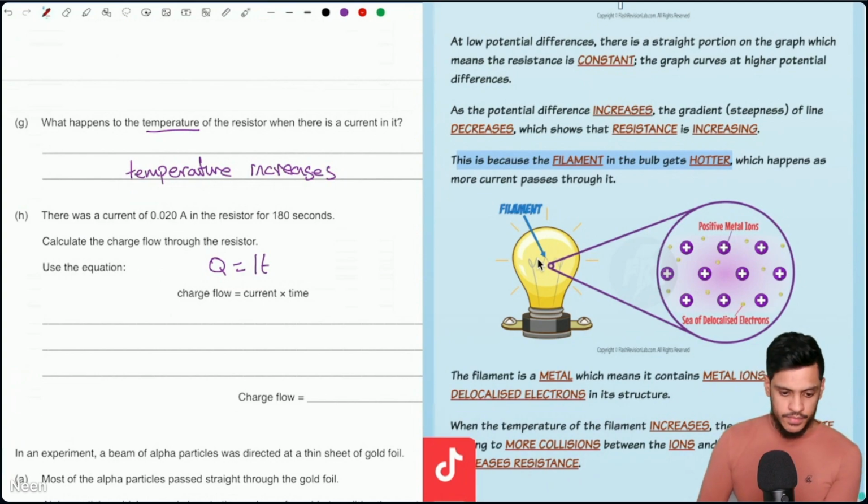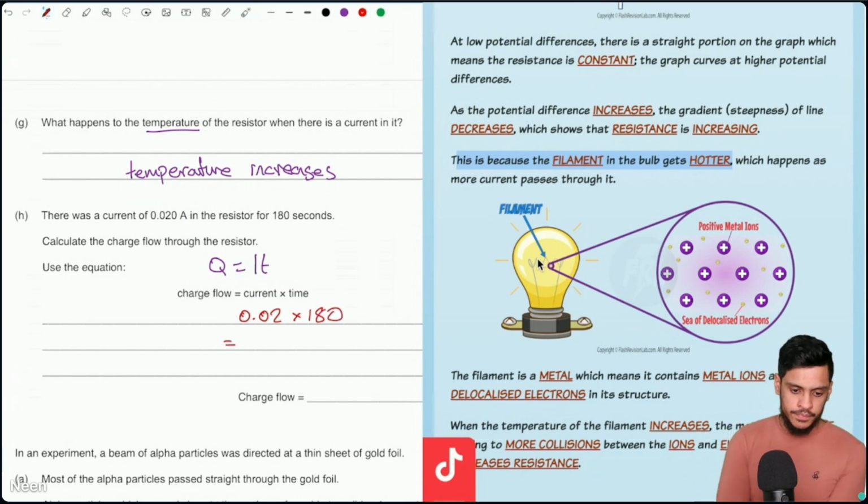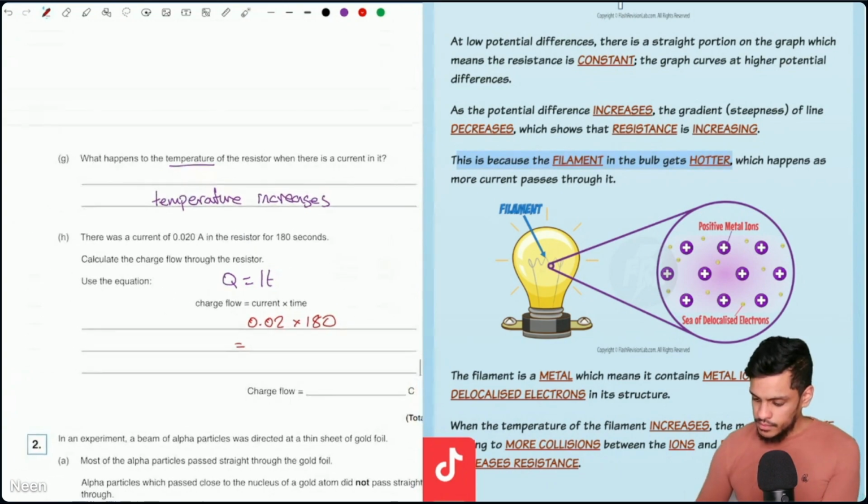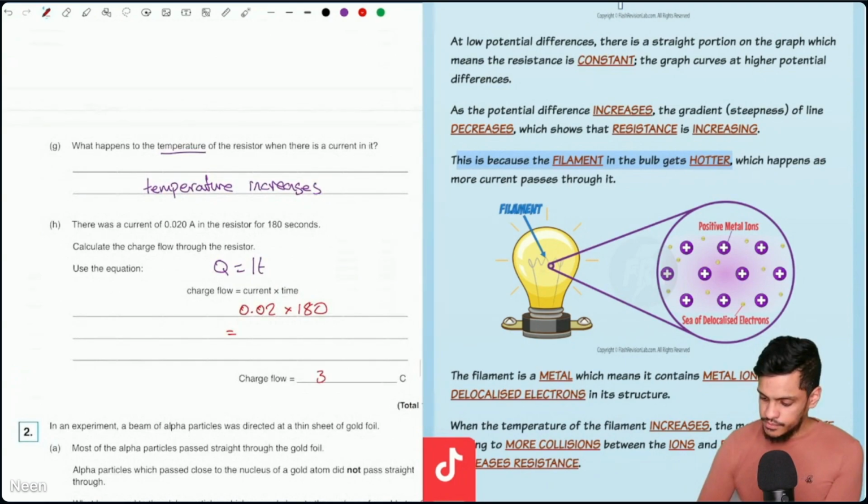Charge flow equals current times time. Okay, good. So now what we can do is just times the two numbers. So 0.02 times by 180 seconds, which gives you... Anyone worked it out yet? No? I think it's 3.6. Put that in the calculator, should give you 3.6. Yeah, well done.